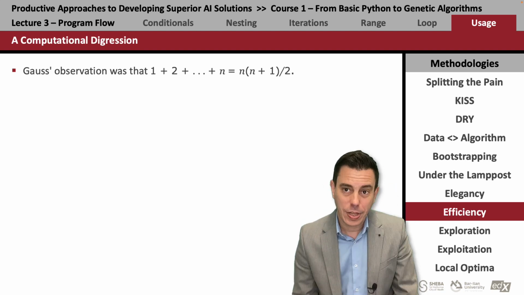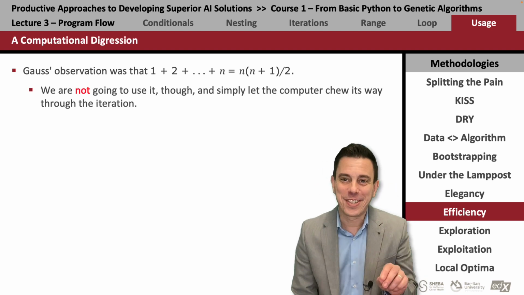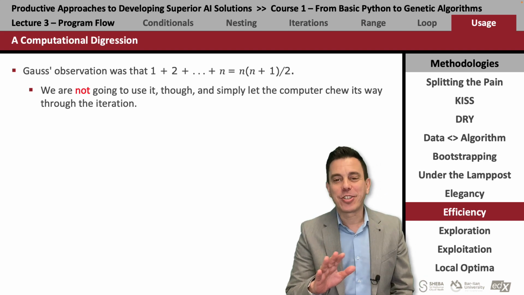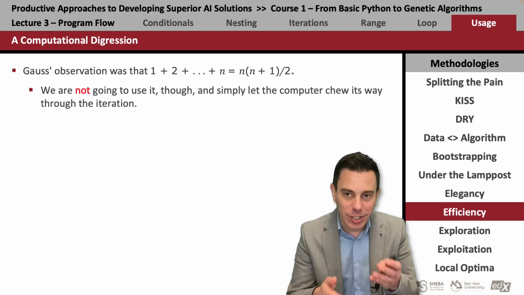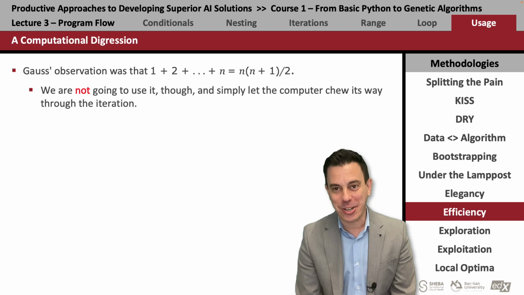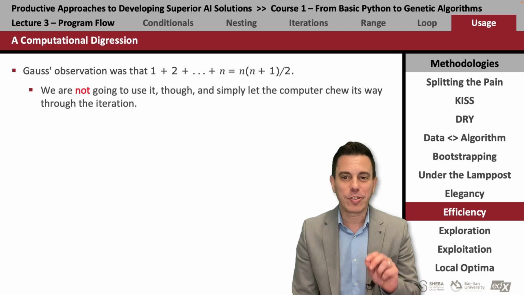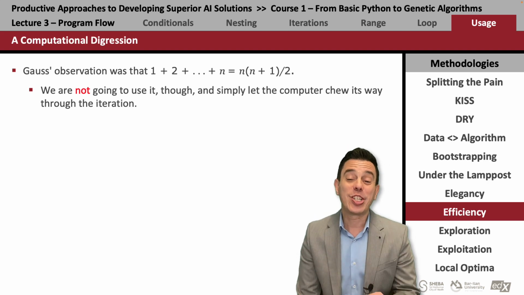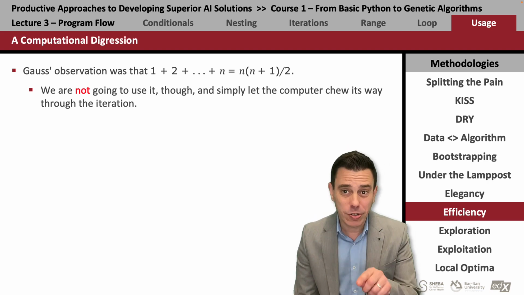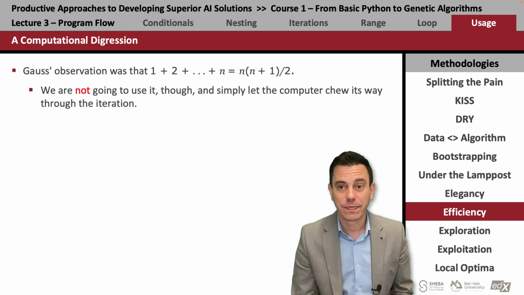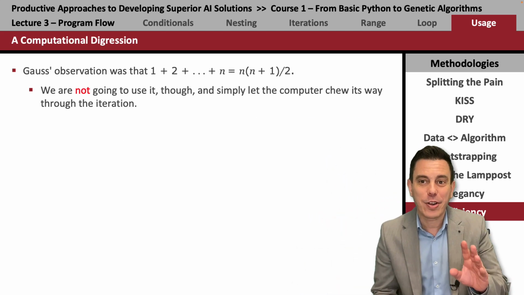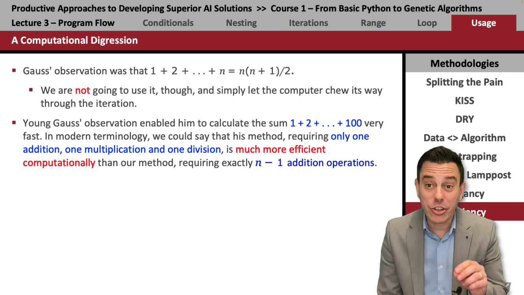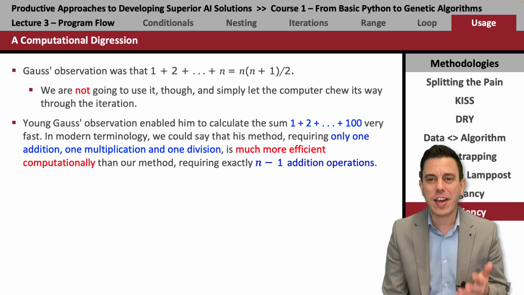Of course. Now, it's not that we are going to use it. It's just for educational purposes. We will just simply let the computer chew its way through the iteration. It actually points out a very important factor in computer science, which is efficiency. It is also one of our methodologies to make efficient code. But anyway, his observation was that the calculation now can be much faster.